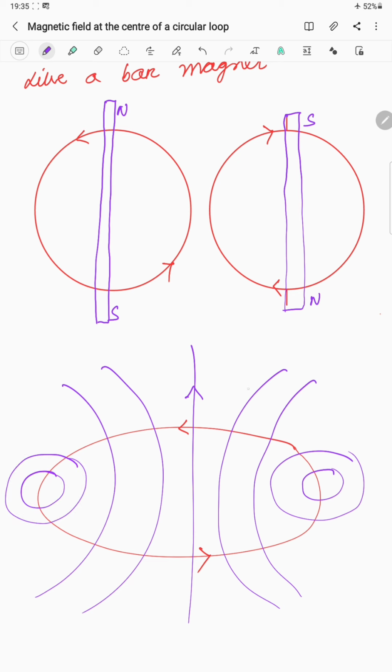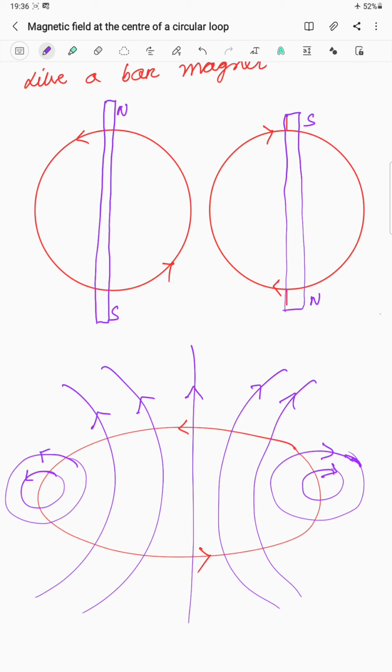Followed? And what will be the direction? This will be away, right? This will be away. They will be joined. Okay. Fine. Now why is it so? Because you see, from the right hand rule we know that if the current is in anti-clockwise direction, the thumb is above the plane of the paper. That's why the field lines will come out of it.